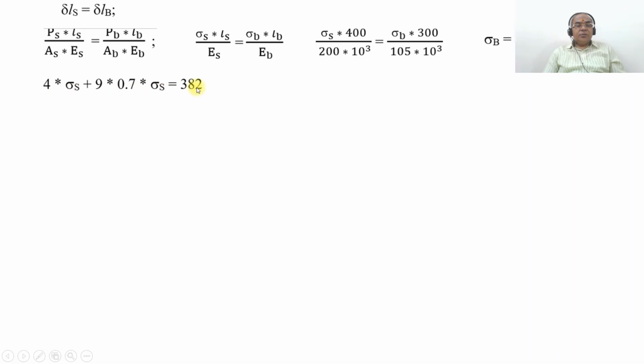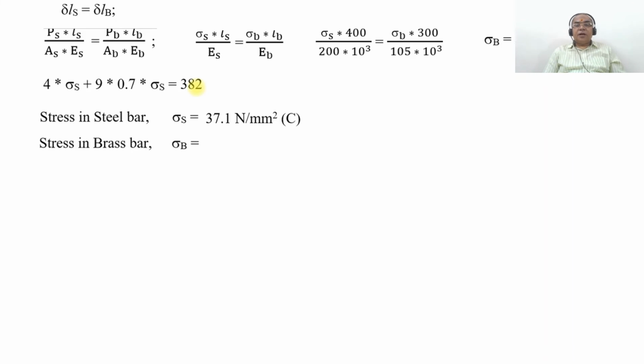So now we are going to get the stress induced in the steel bar. Stress in the steel bar, sigma S, will be equal to, on simplification, 37.1 Newton per mm square. Since it is a compression, it is called compression. And then the stress in the brass bar will be equal to 0.7 into 37.1, which will be equal to 26 Newton per mm square, since it is going to be the tensile load.